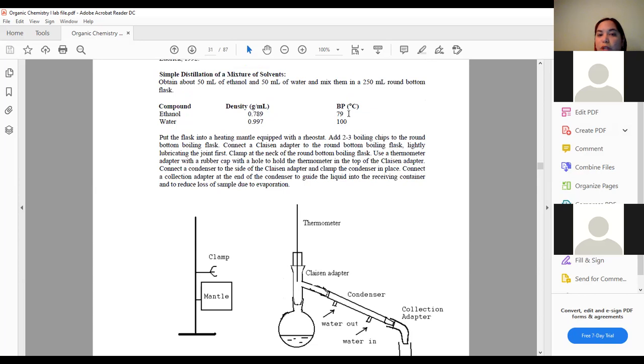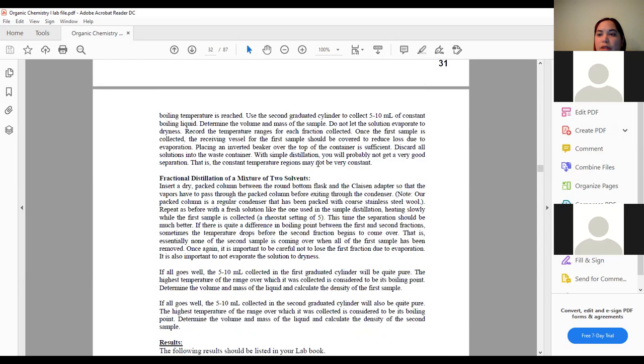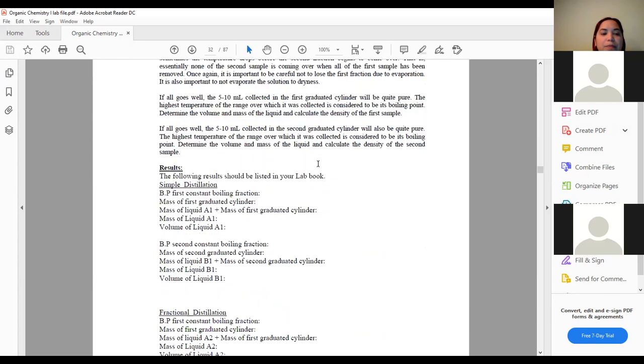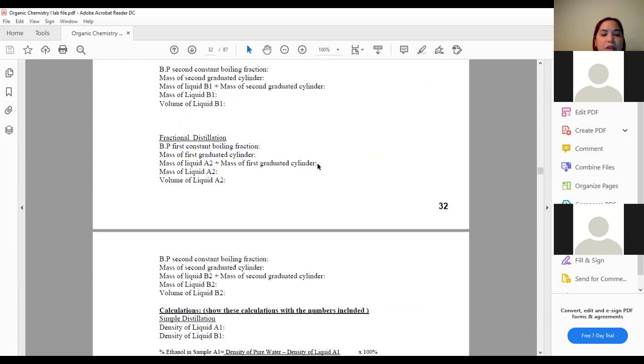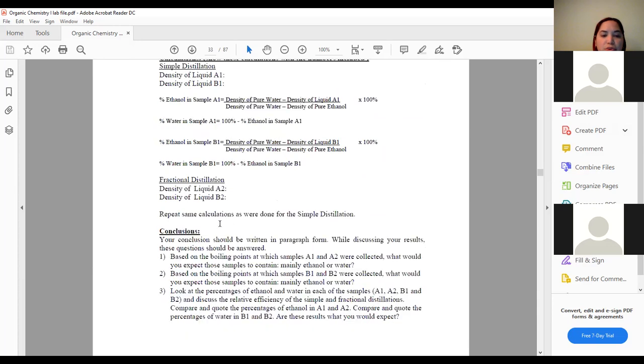Also, you have the theoretical boiling points for both water and ethanol, which allow you to draw some conclusions based on the different samples, okay? There is a question asking about that. Make sure you make some statements for that question in the conclusion, okay?